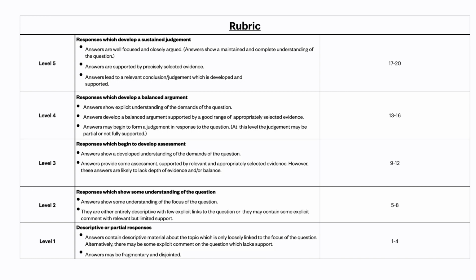Level 2, you have some understanding of the question. You're either completely descriptive without explicitly linking to the question, or you're giving some very clear commentary on the prompt, but you haven't given clear support for it. So you have the information, but your support's not very good, so to speak. Level 1, you have descriptive or partial responses. You might be talking about the topic and have understanding of the topic, but you're not focusing on the question. That would be how you get to a level 1. And if you're talking about something completely off the rails, you're getting a level 0 and 0 points.